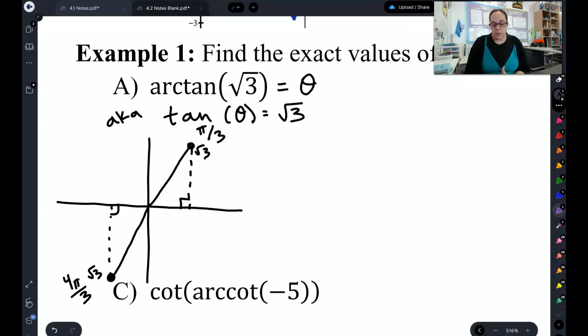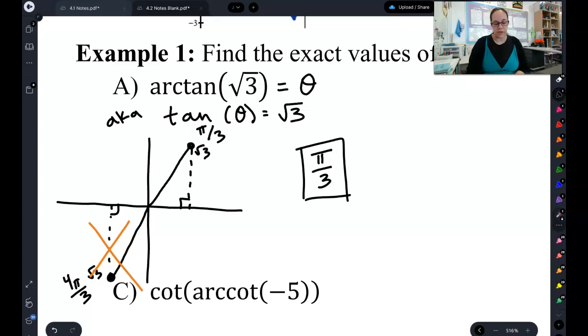And now we think of tangent's domain restriction. Tangent was quadrant 1 and negative quadrant 4. So that means I do not want that one. The one I do want is pi thirds. That's the one that fits the restriction between quadrant 1 and negative quadrant 4 angles.